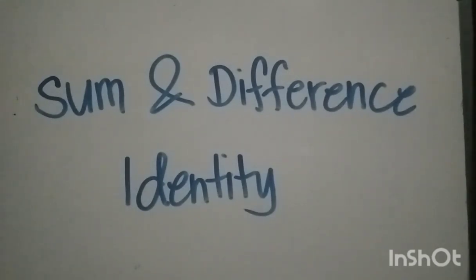Today we are going to talk about the sum and difference identity. The sum and difference identity is a fundamental trigonometric identity that relates the trigonometric function of the sum or difference of two angles. This identity is particularly useful in simplifying and evaluating trigonometric expressions. So, the sum and difference identity states like this.